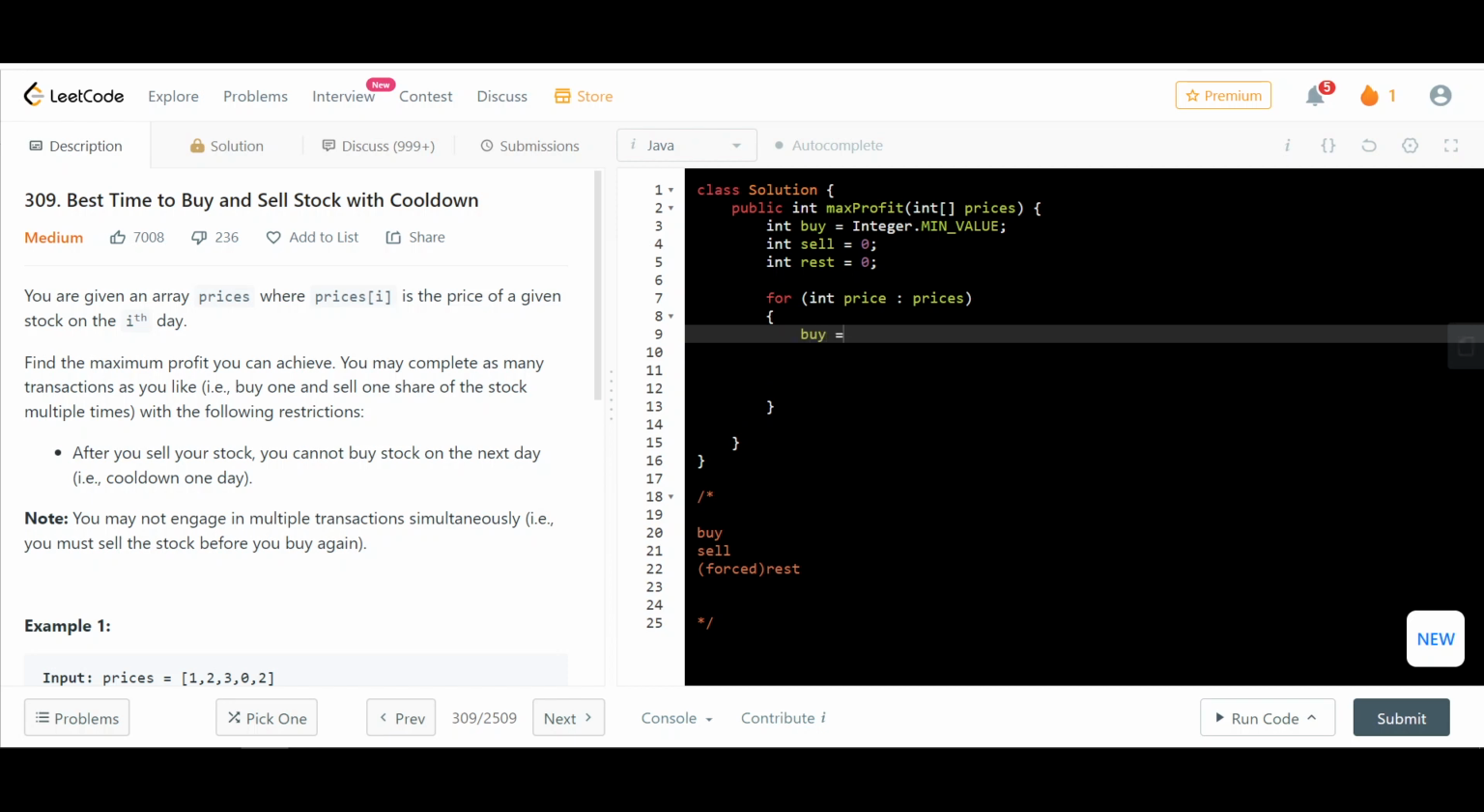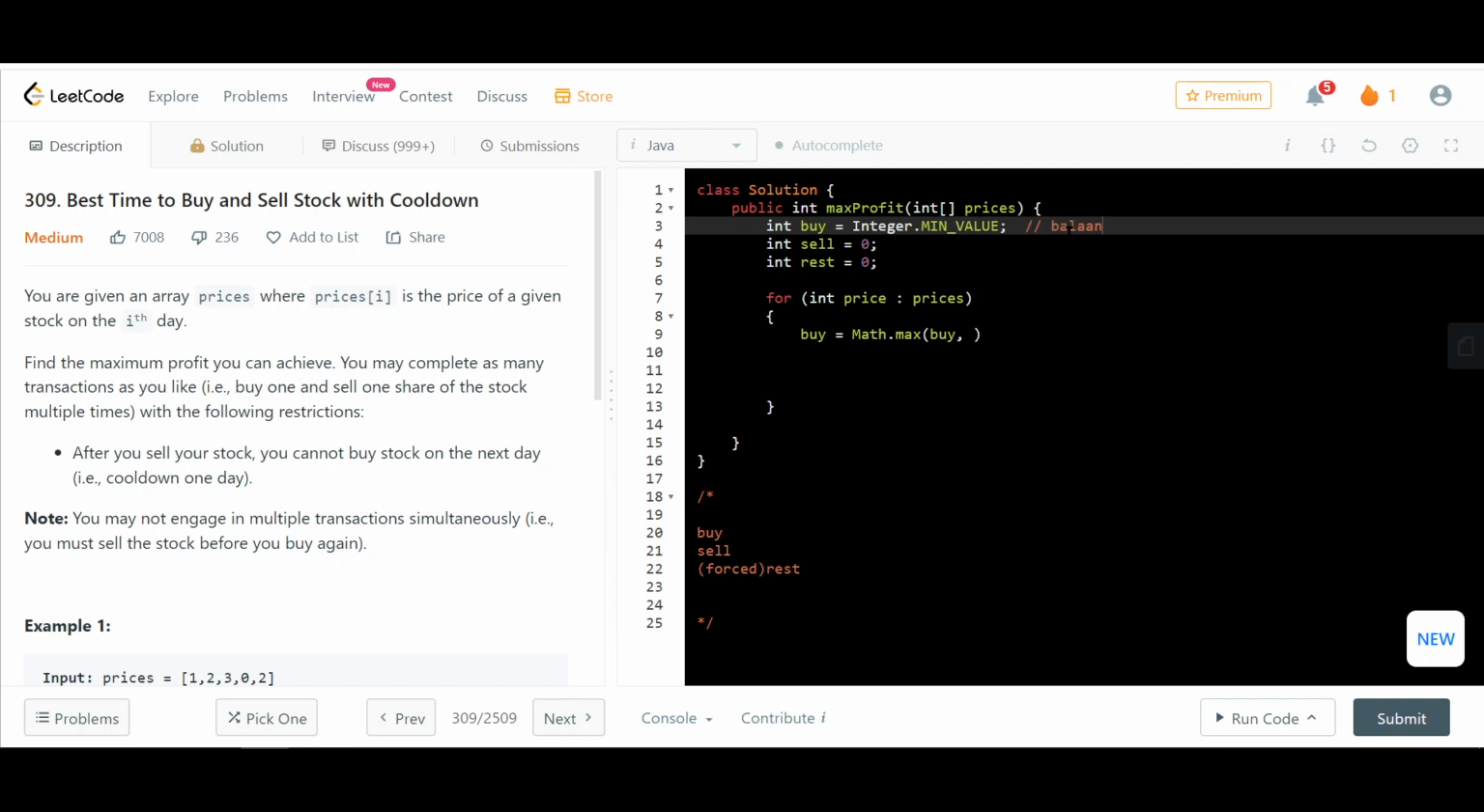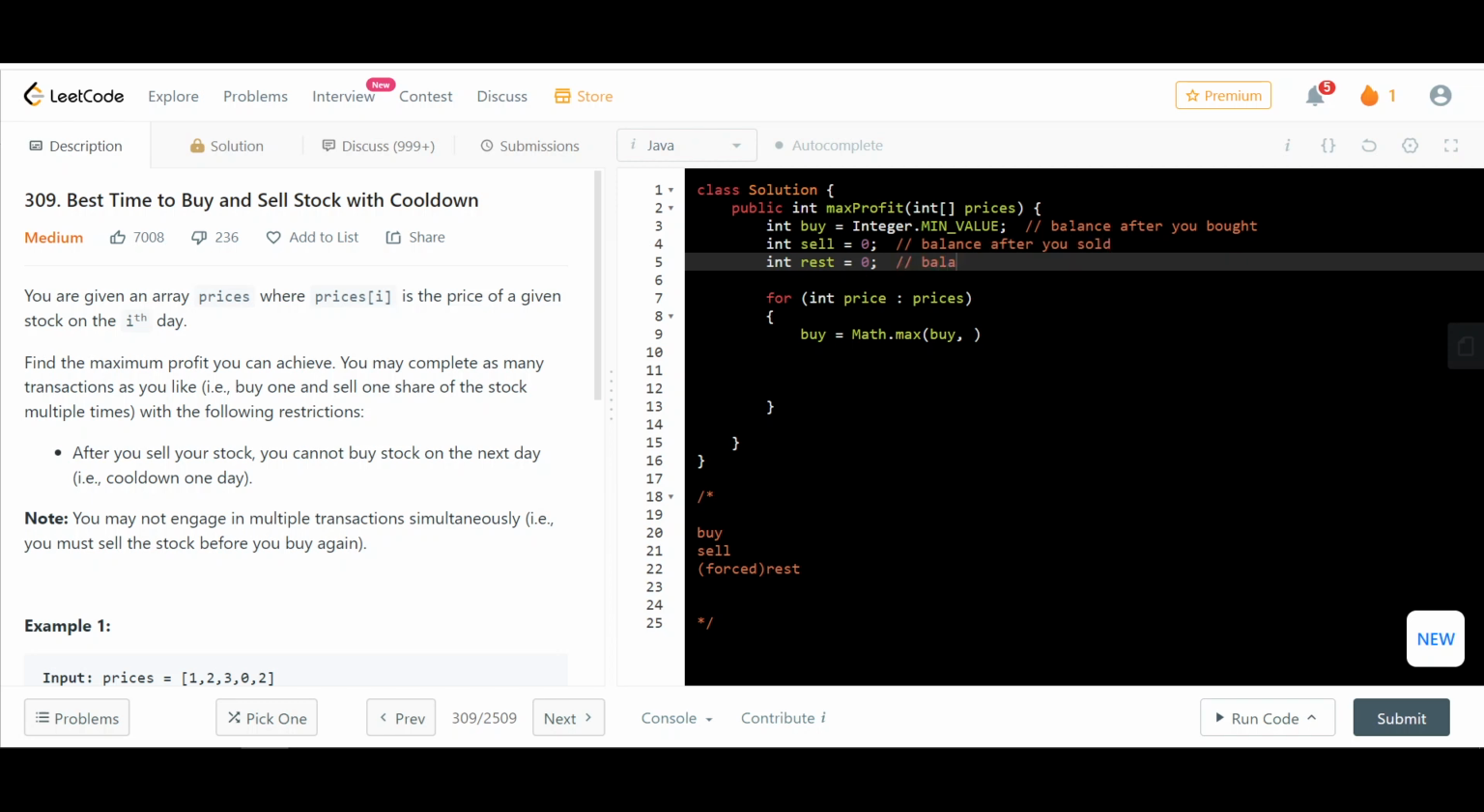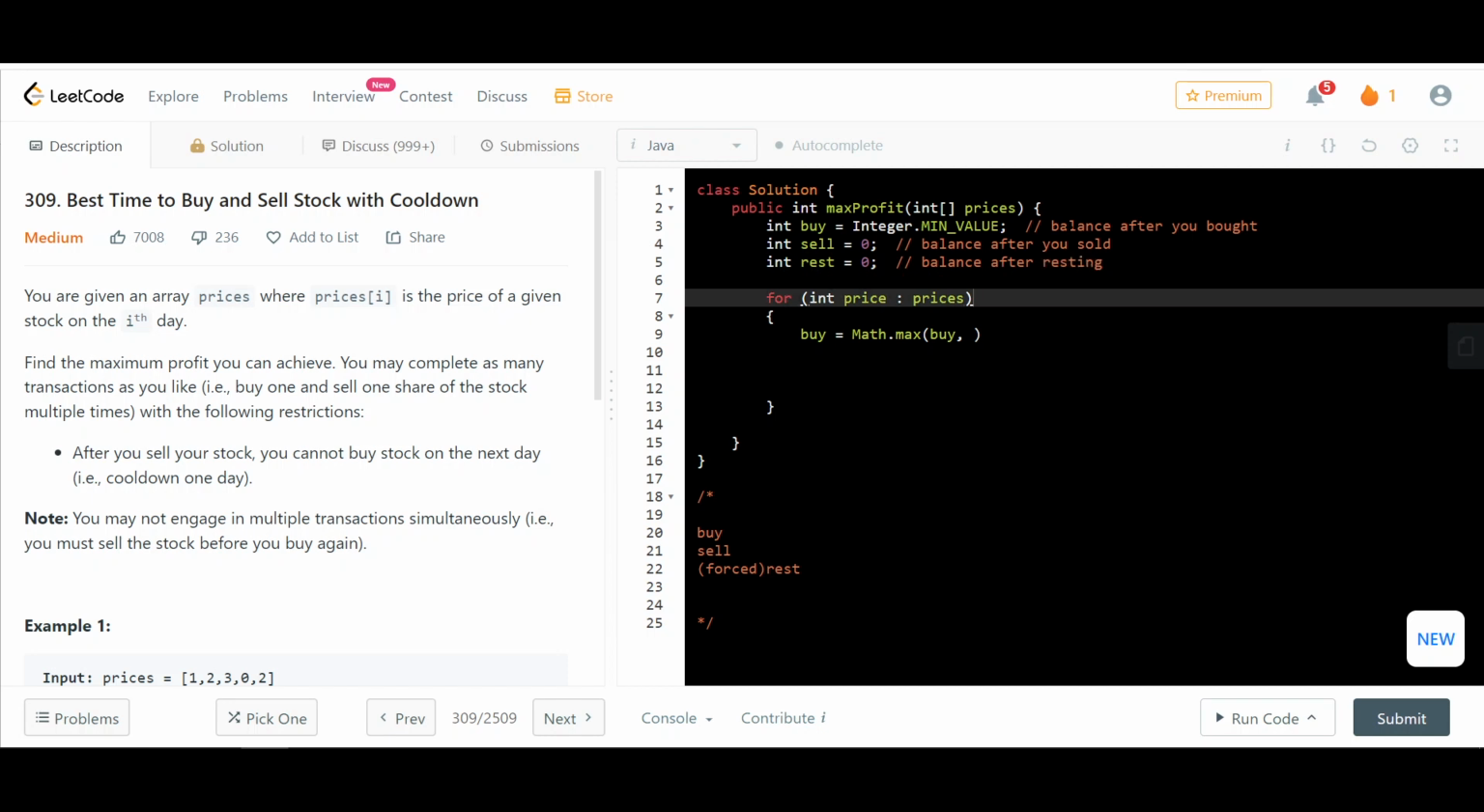So buy equals to, so if you buy, then obviously, and this is all, again, balance after buy, right? This is balance after you bought, balance after you sold, and this is balance after resting. This might just be forced, which will just be the balance after sold, or like from the previous day, obviously.